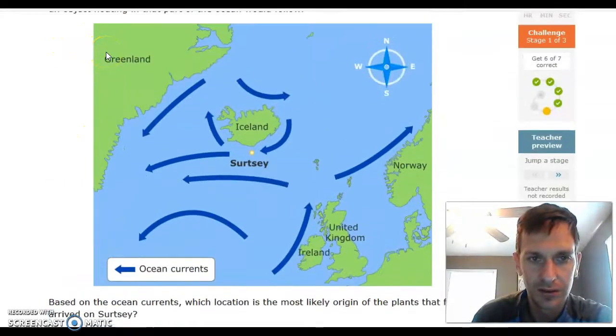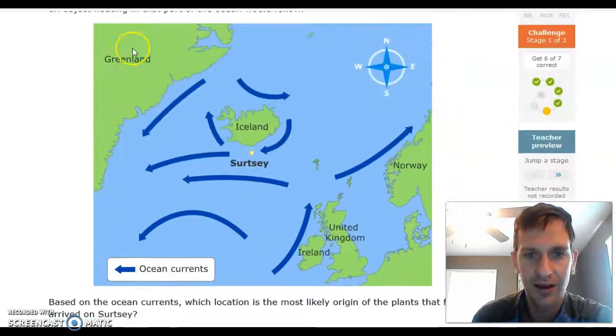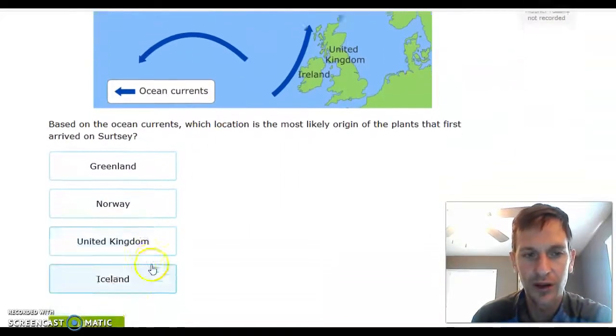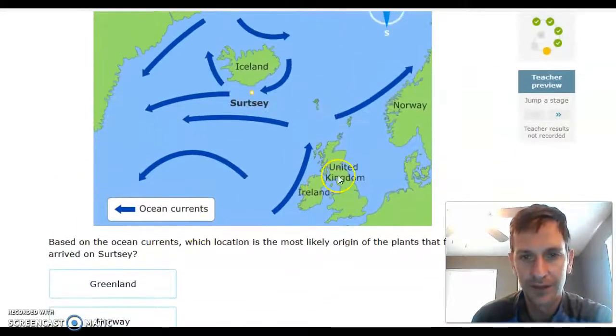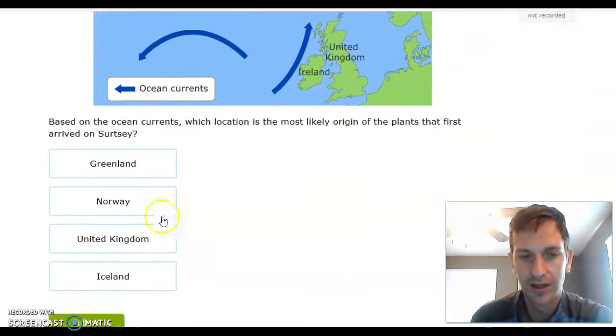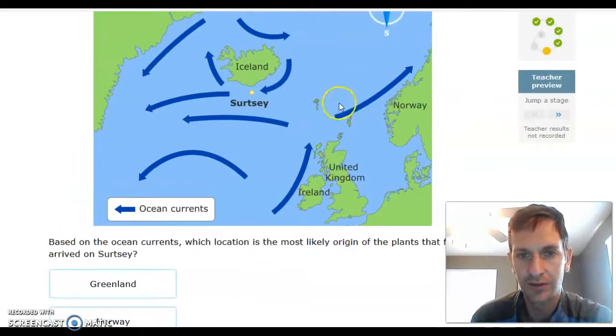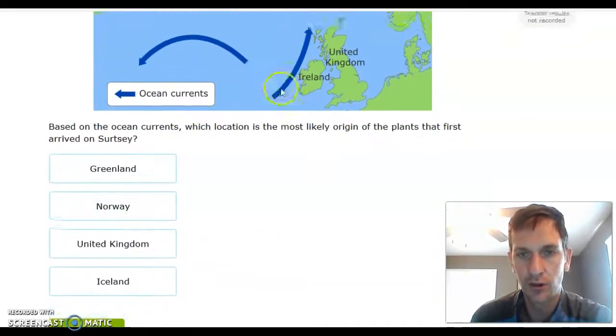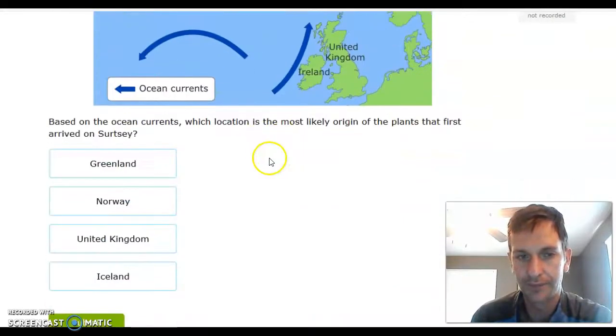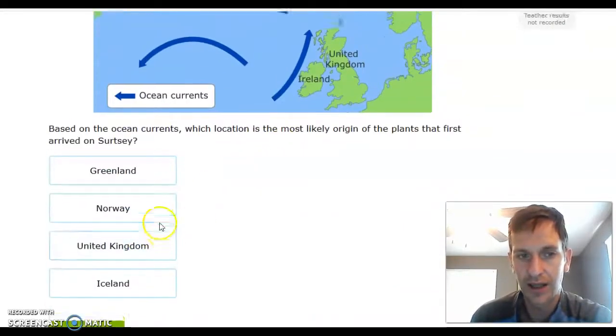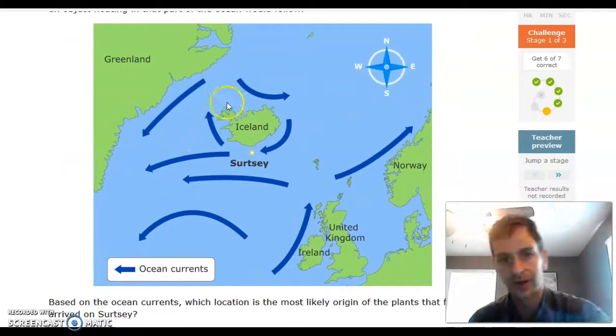Wow. That looks challenging, doesn't it? So we have to figure out how they got there. Alright, so we've got Greenland, Norway, United Kingdom, and Iceland. United Kingdom, where the ocean currents go up and they go out. I'm going to guess no on United Kingdom and no on Norway, because look at Norway, it's just going straight out. So we're looking at Iceland and Greenland. Alright.